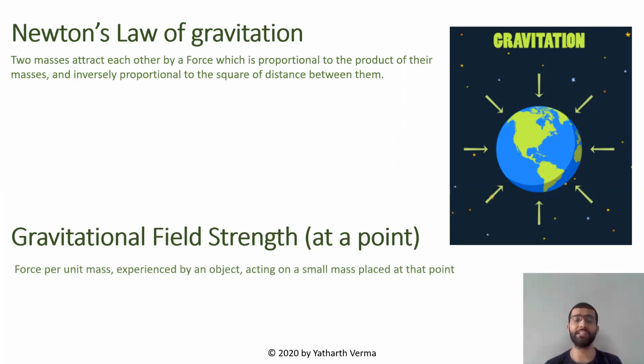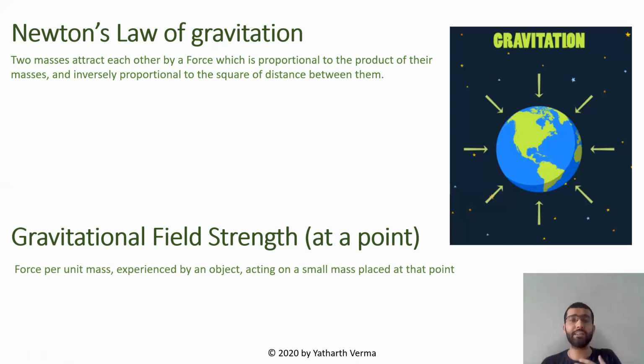He said that any two masses attract each other with a force which is proportional to the product of their masses and inversely proportional to the square of the distance between them. He said any two masses in the universe, right? So this is applicable to any two objects, whichever have mass.